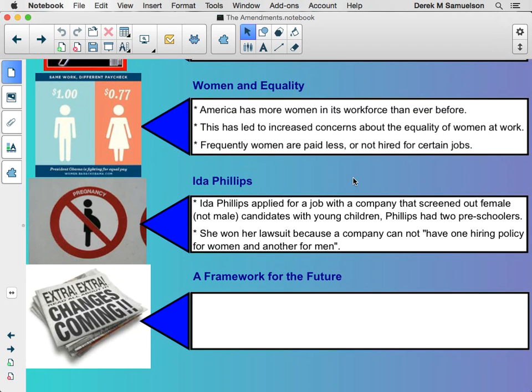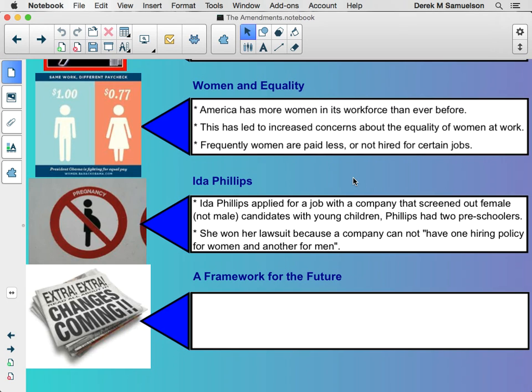Ida Phillips also helped us to uncover additional problems. She had applied for a job with a company that screened out female candidates with young children. Phillips had 2 preschoolers at the time, so she had 2 young children at home. The company's thought was, she's got 2 young children at home, those kids are going to be sick, she's going to have to take sick days to take care of her kids. She's not going to be able to come in early, she's not going to be able to stay late. Those kids are going to impact her job performance.